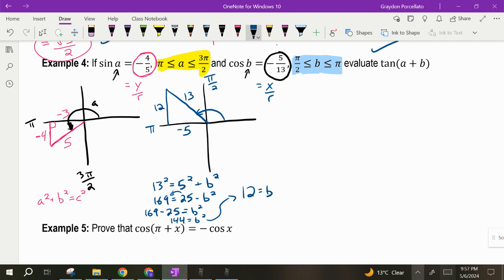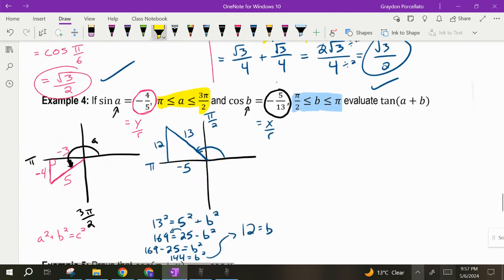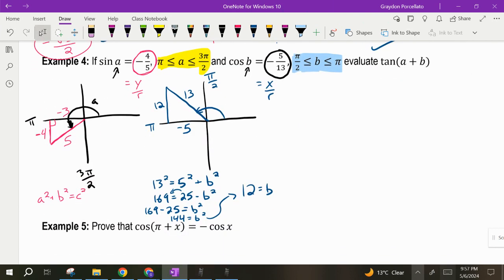Notice up here, we used our special triangles and the side lengths to come up with these values, to come up with these fractions. We use the side lengths of our special triangle. We're going to do the same thing here. So watch this. It wants to know, what is the tan of A plus B?